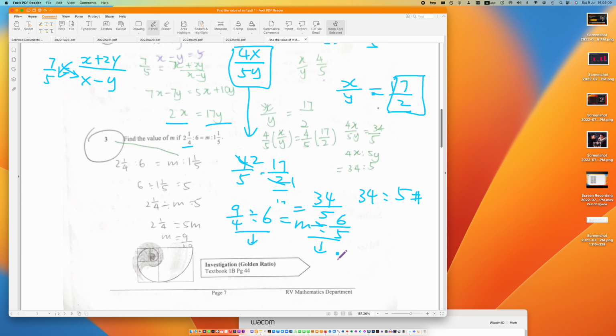So what you should have is 9/4 times 1/6 is equal to m. This is divide, so it's times 5/6. So 5m/6 is equal to, simplify. 3 is 3, 3 is 2, so it's 3/8. So cross multiply, which is 40m equals 18, right? So m equals 18/40. Then use your calculator, simplify.